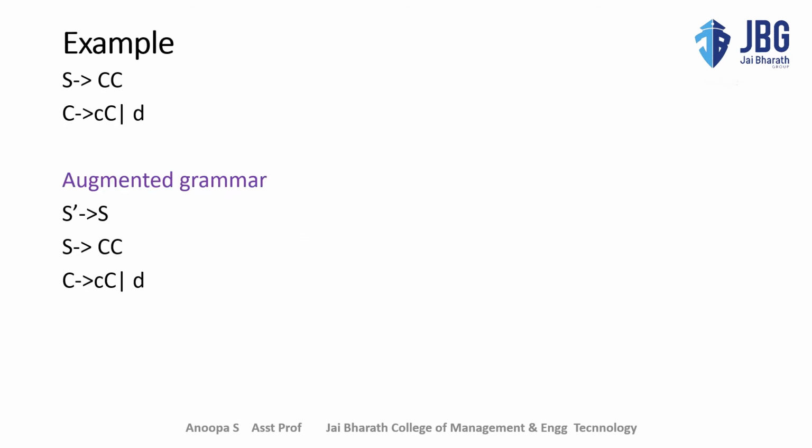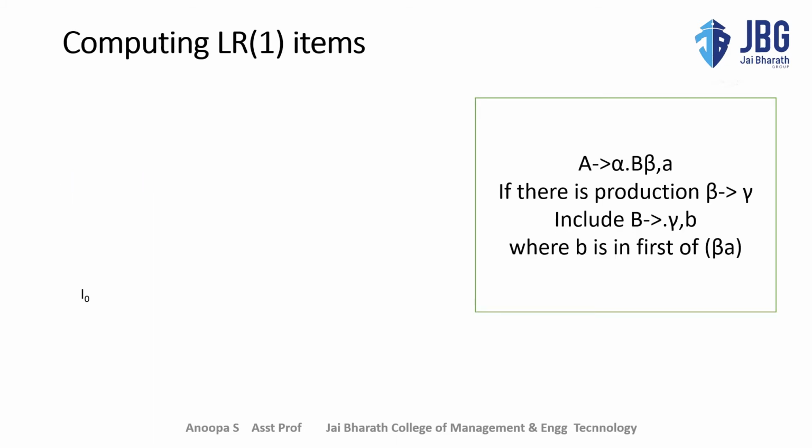Now we will see an example. We have the productions S giving CC and C giving small c capital C or d. As the first step we have to construct the augmented grammar. So we create the augmented grammar by including the additional production S dash giving S, and the same productions are repeated, and hence we get this augmented grammar. Now the next step is constructing the LR(1) items. So the first production we have to include is S dash giving dot S comma dollar.